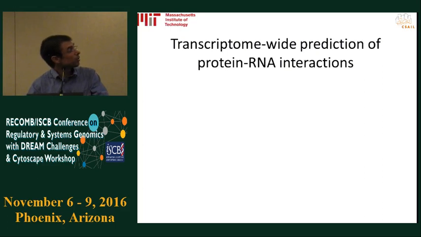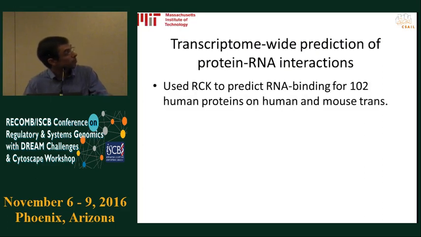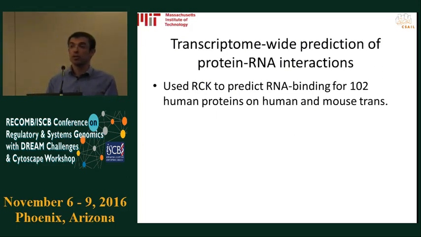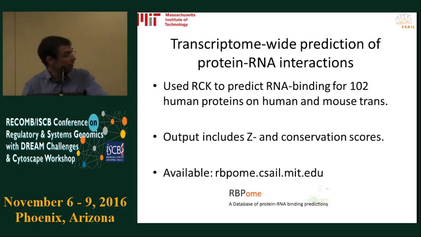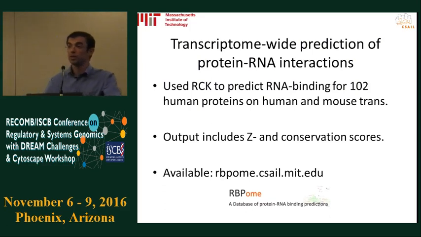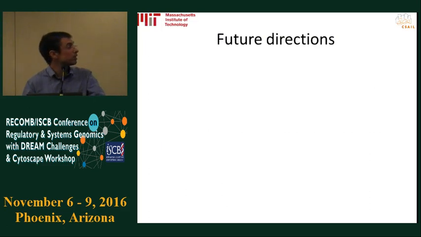So last, we concluded with performing a transcriptome-wide prediction of protein-RNA interactions. We used the algorithm and took 102 human proteins that were available in the compendium of RNA-binding proteins and predicted the binding on the human and mouse transcriptome. We include in the output the Z scores and conservation scores, and this is available through this web address, so you're welcome to download the data, and I would welcome any suggestions and feedback on how to improve that.